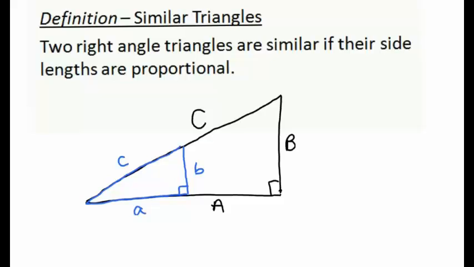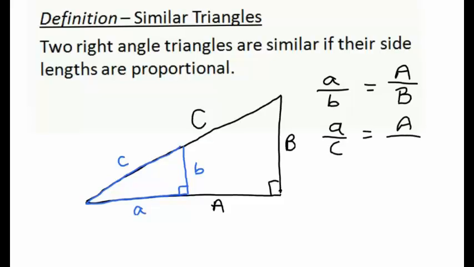These two right triangles are proportional if we can create the following equalities. If I compare the side lengths a and b of my smaller blue triangle, this should be equal, in proportion, to the ratio of capital A to capital B in the big triangle. And the same is true if I replace A and B with any other two letters. So, for example, I could compare a and c to capital A and capital C, or I could compare little b and little c to capital B and capital C as well.